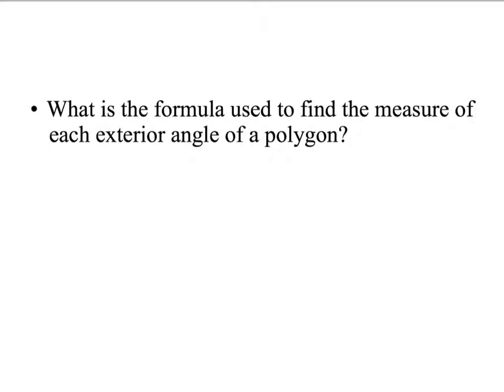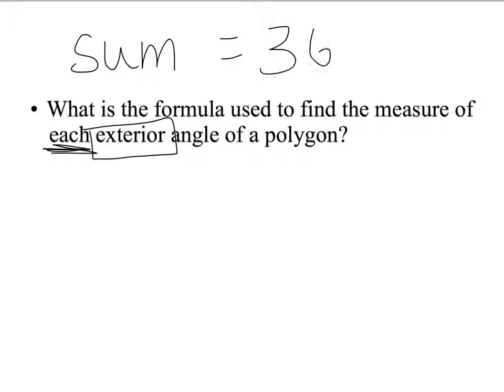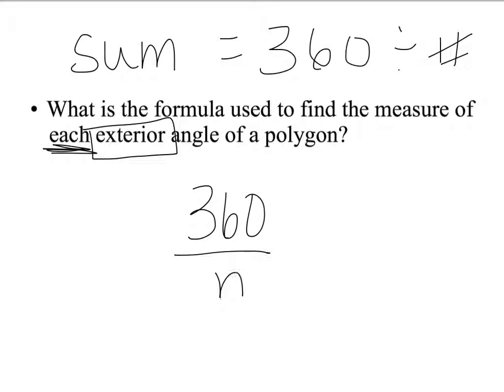What is the formula used to find the measure of each exterior angle of a polygon? And this is exterior. Well, the sum of exterior angles is equal to 360. So we divide that by the number of sides, so we get 360 over n. And these are just formulas. They're just things you need to memorize.